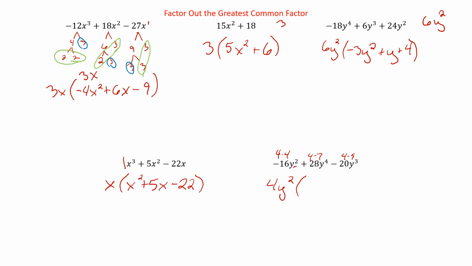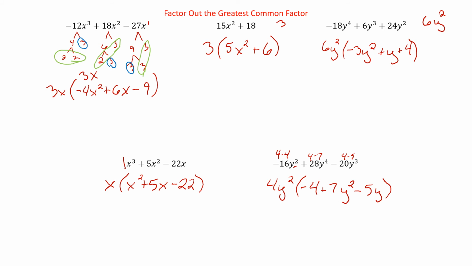All right, so 4 times what equals 16? Well, 4 times 4 equals 16, so we'll need negative 4, and then y squared is already there. 4 times what equals 28? Well, that's a 7, so plus 7. Y, let's see, we need to get to y to the 4th. We have 2, so we need 2 more. And then minus 4 times what equals 20? That's the 5. So we have 5, we have y squared, we need y cubed, so that's an extra y.